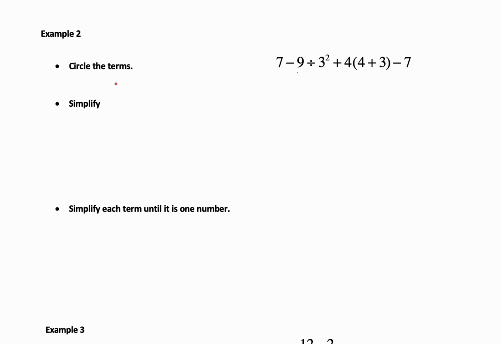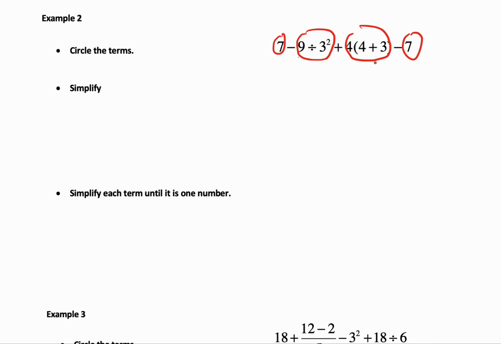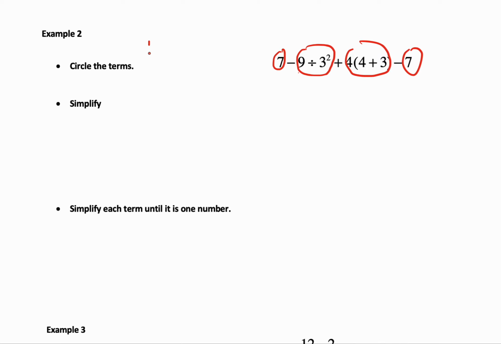So let's look at an example. Circle the terms. Terms are separated by adding and subtracting, so you've got 4 terms, sorry, 4 terms. And you can do each of them and use the order of operations for each one. So let's look at the order of operations again. BEMDAS. I start off with brackets. I kind of deleted my bracket there, but there's a bracket right there. Let's do that first.